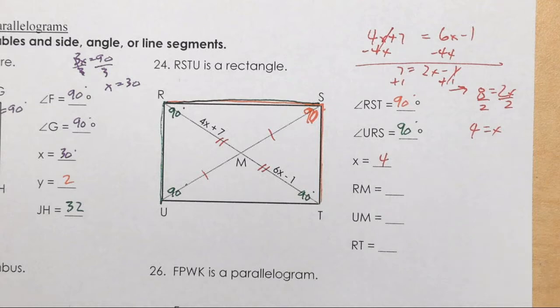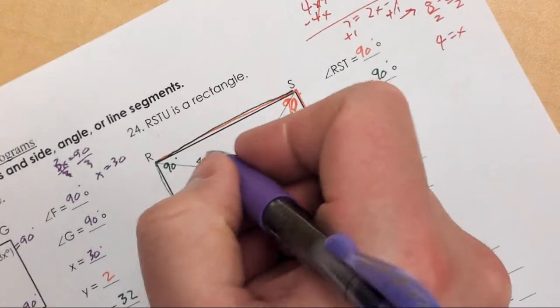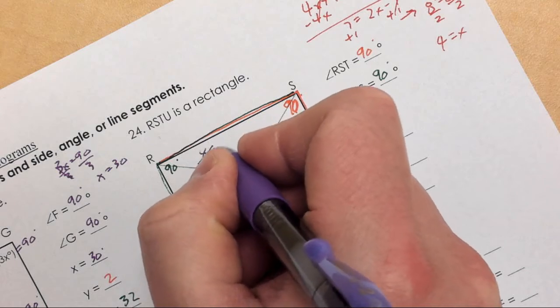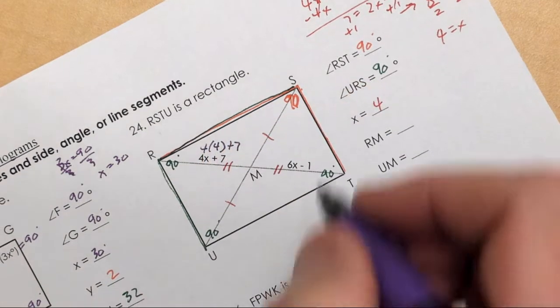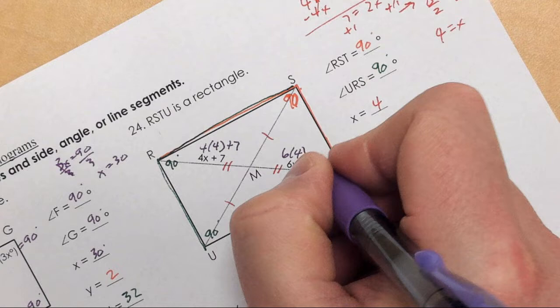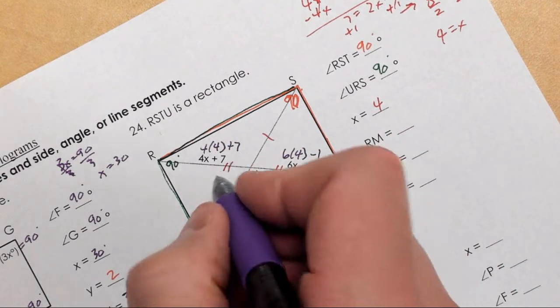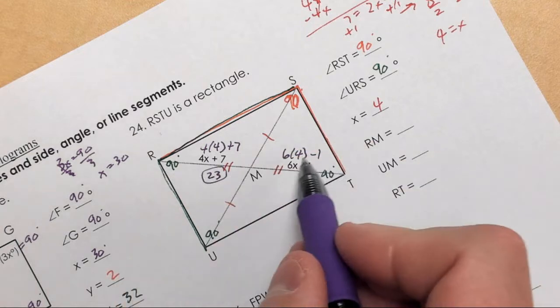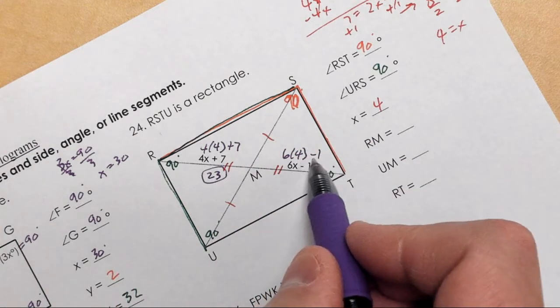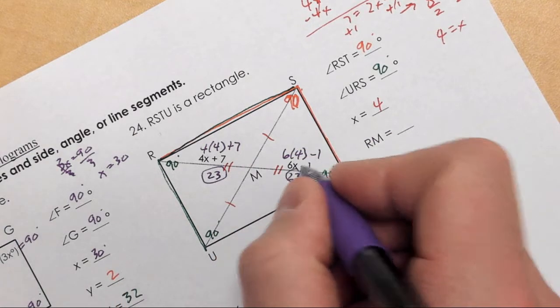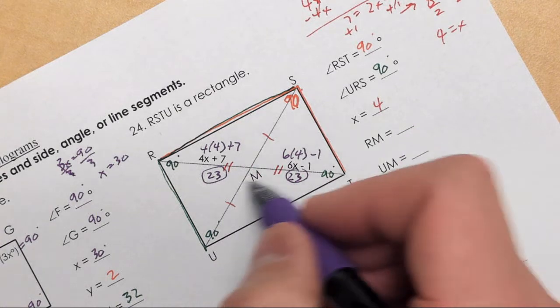Again, I always like to check my answers by plugging these values back in. So if I were to plug a 4 in for x here, so 4 times 4 plus 7, we also have 6 times 4 minus 1. 4 times 4 is 16. 16 plus 7 is 23. And then 6 times 4 is 24. Minus 1 is also 23. So that's a way to verify that x is 4. We just plug it in and see if it balances out the equation.